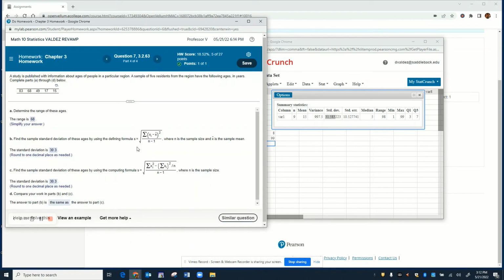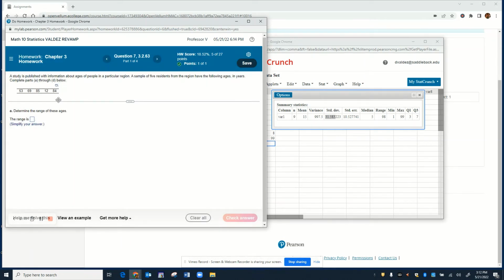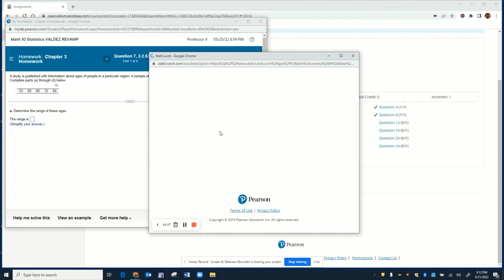Moving on. I just did this problem, so let's redo it. Here we go. A study is published with information about the ages of people in a particular region. A sample of 5 residents from the region have the following ages in years. So determine the range. You could do that by hand, but let's practice using StatCrunch.